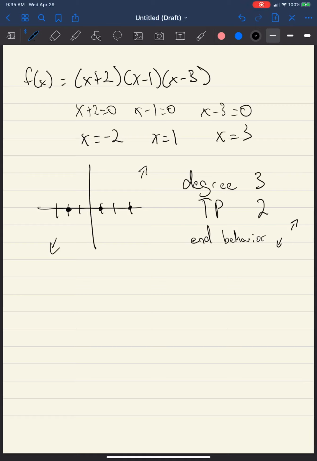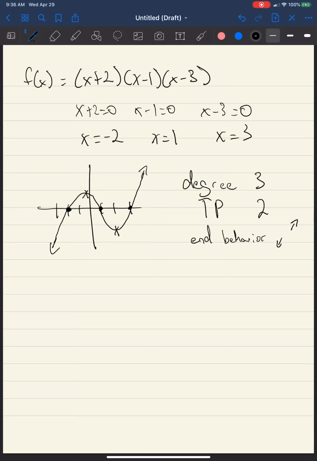And sure enough, we go through, we're going to go here and there, there, and there. And I see I have a turning point here and a turning point there. So I have 2 turning points. I have my down up end behavior, and I also have my x-intercepts at -2, 1, and 3. So this fits the description.